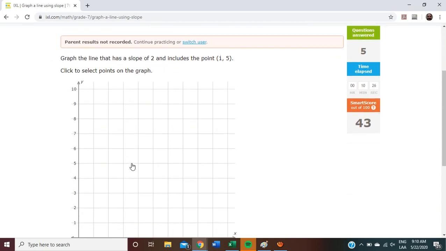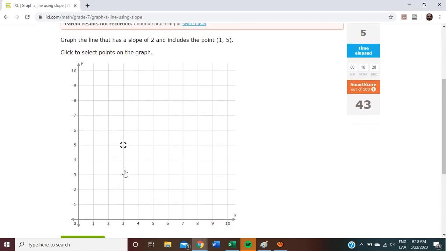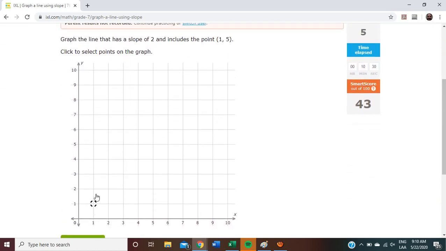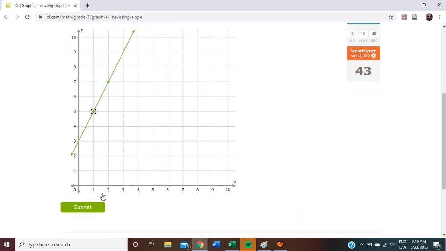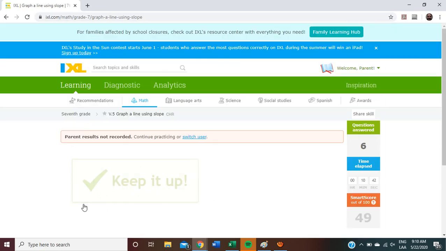Slope of 2, point (1, 5), and a slope of 2. So we increase 2 in the y and 1 in the x. Okay, submit.